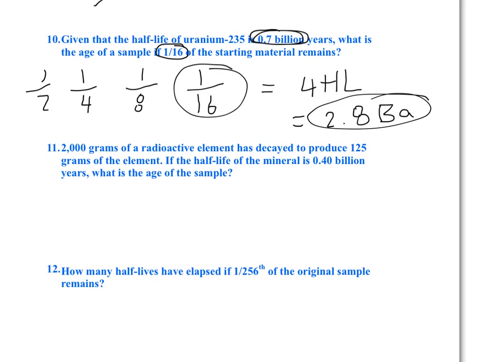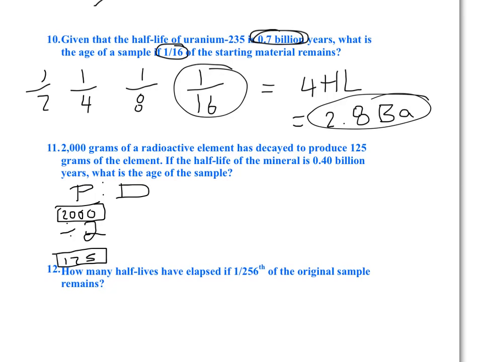This is a good problem because we can see quickly 2,000 grams. So hopefully by now people realize that any time you're given grams, you're immediately going to set up a parent-to-daughter ratio. It says that there were 2,000 grams of radioactive element, and it radioactively decayed, and all that we actually have left right now is 125 grams. So this is a case where we have to determine how many times we need to divide by 2.